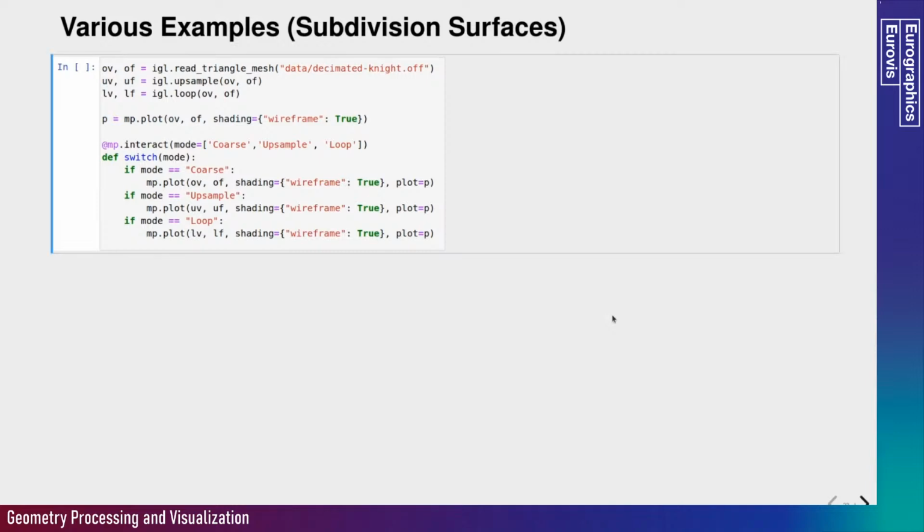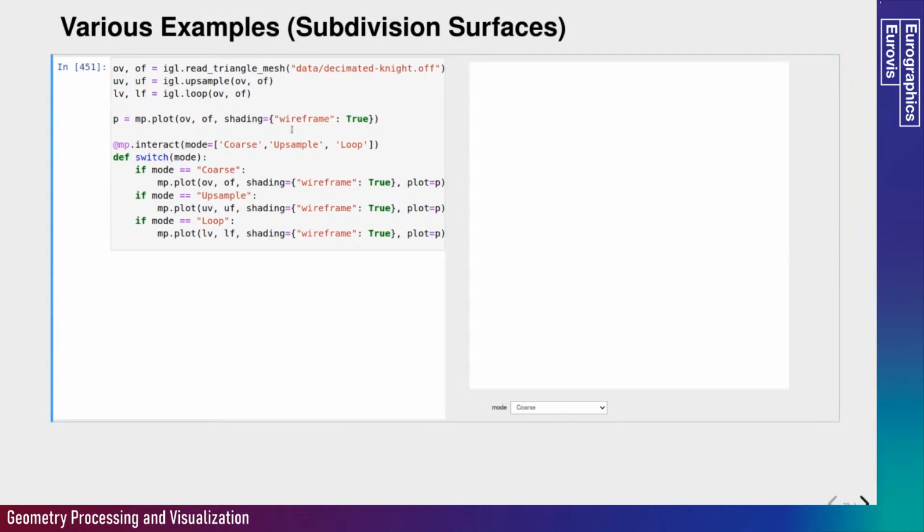The last example I want to show here are subdivision surfaces, which are a way to subdivide coarse geometry to have a finer mesh. So we start again with a triangle mesh, which in this case is a coarse mesh, and then we have different methods for this subdivision. One method is just upsampling, just splitting the triangles basically. Another method is loop subdivision, which is more sophisticated and brings smoother results.